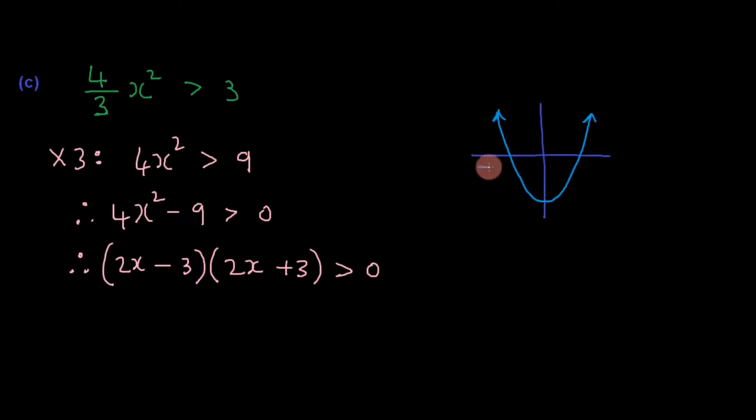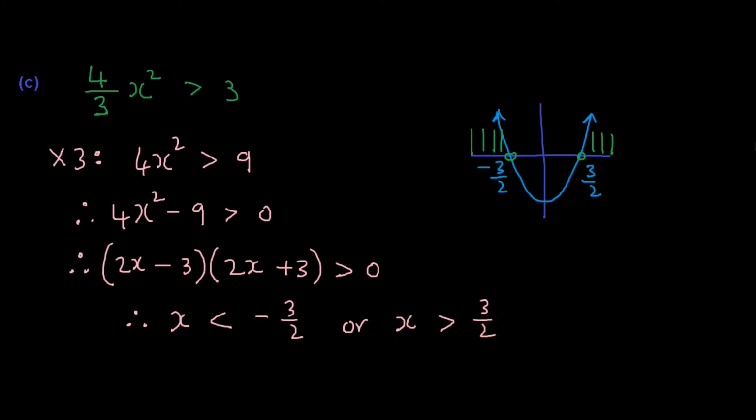So the roots are negative 3 over 2 and positive 3 over 2. We want to know where the parabola is greater than 0 or above the x-axis. So to the left of negative 3 over 2, it rises above the x-axis, and also to the right of 3 over 2. And of course it excludes positive and negative 3 over 2. Then to write down the solution, x will be less than negative 3 over 2, or x will be greater than 3 over 2.